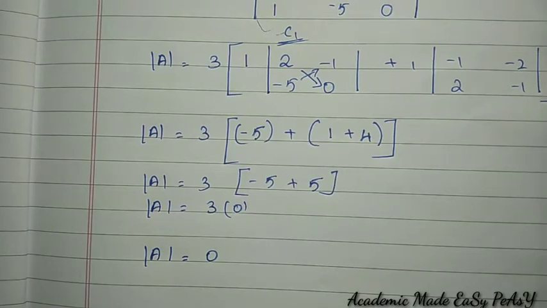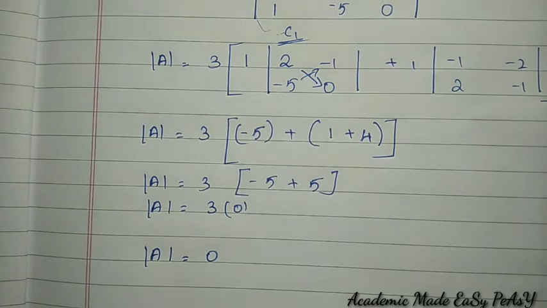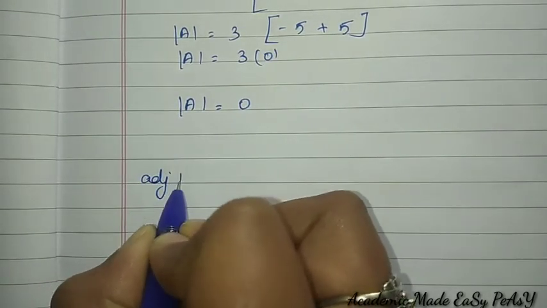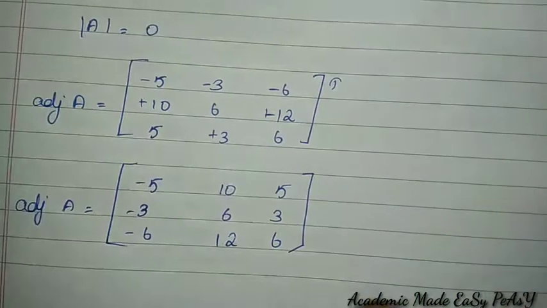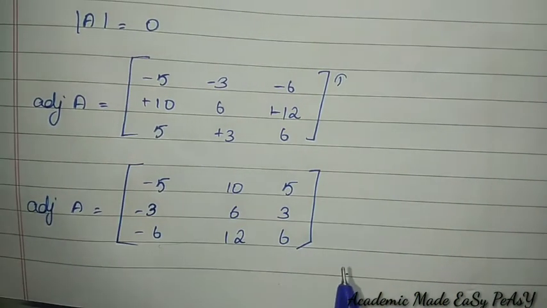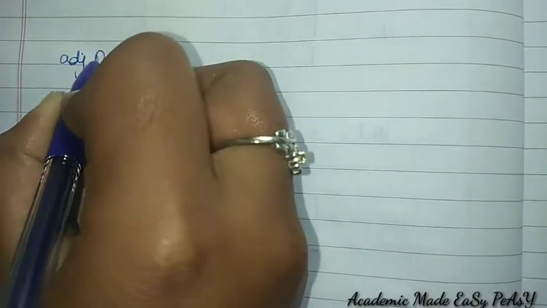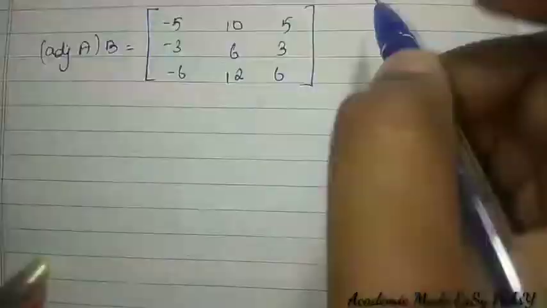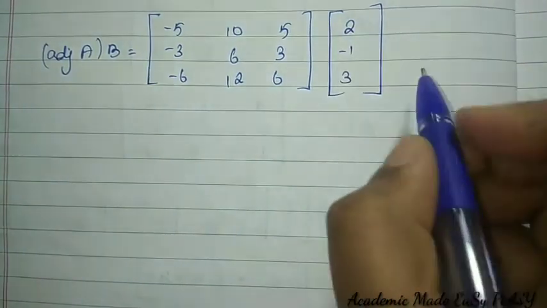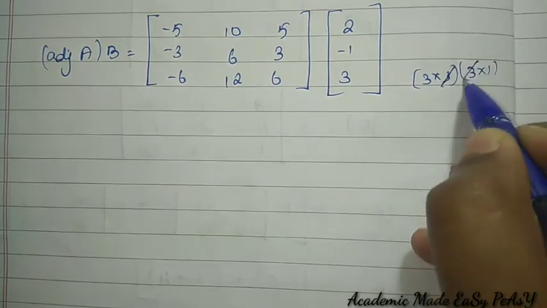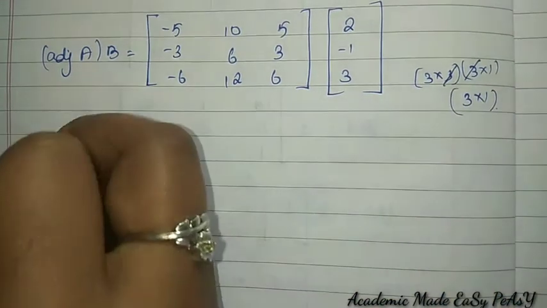So now I just have to check the adjoint, isn't it? So adjoint of A into B. Now I will be finding the adjoint of A. So adjoint of A is equal to, so now this is the adjoint. Now let's find adjoint A into B. So what is my adjoint A? I will be multiplying these two. This is of the order 3 by 3 and the second one is 3 by 1. So I will be cancelling these two. So a 3 by 1 matrix is my final matrix.